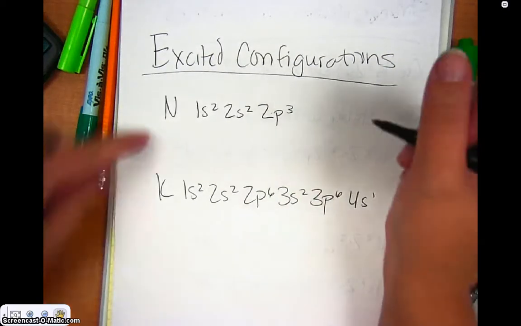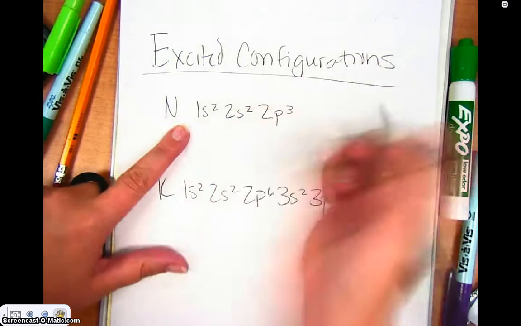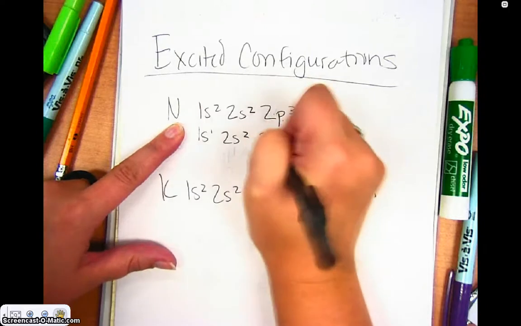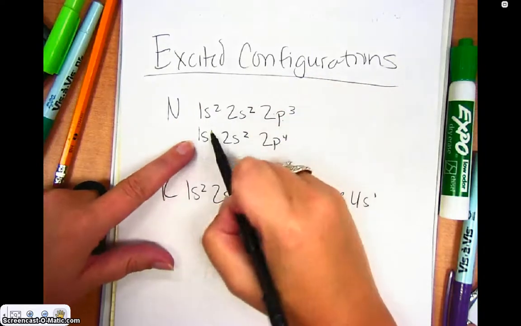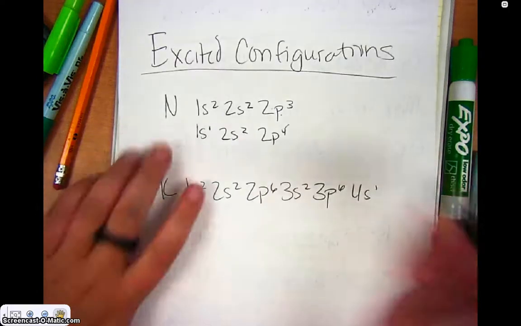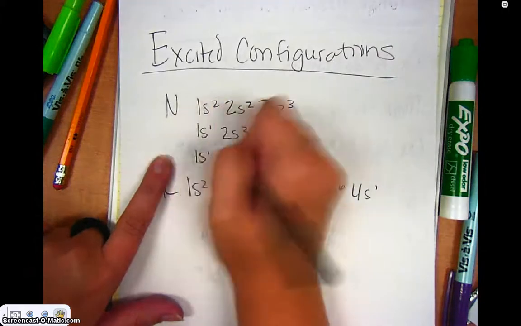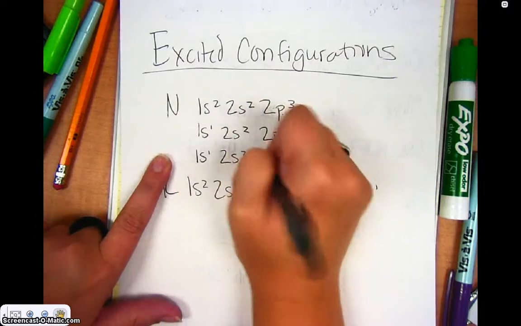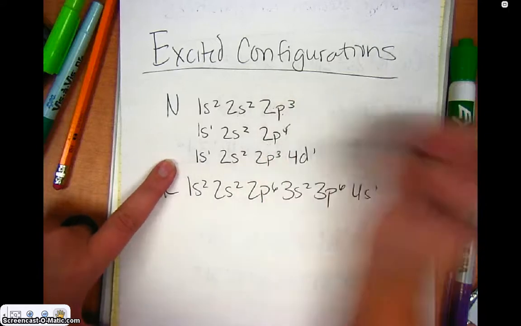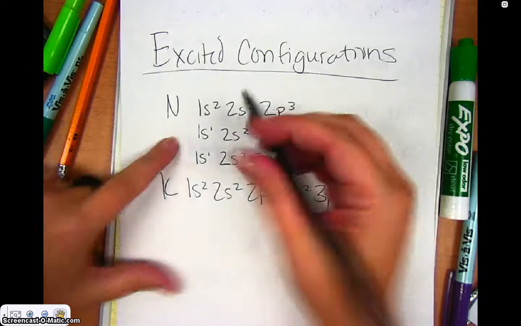So let me just do a couple of examples for nitrogen. One of them could be, let's take just one of this S orbital and bump it up here. So 1s1, 2s2, 2p4. So that level 1 electron has jumped up to level 2. Now, I could take an electron from here and have it jump up to some other crazy energy level. So I could say 1s1, 2s2, 2p3, and then let's say it just goes up to like 4d1, okay? It really can just jump anywhere as long as you're representing an electron going from somewhere lower to somewhere higher.